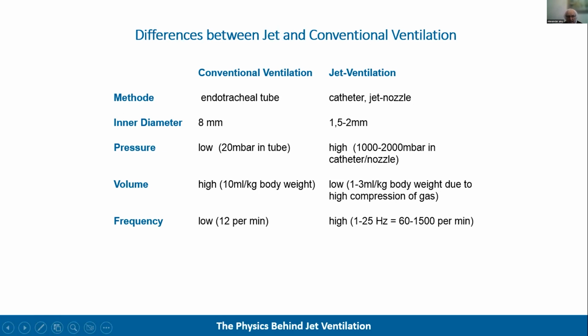On the right side, the jet ventilation, we use a catheter or a jet nozzle. The diameter is 1.5 to 2 millimeters. The pressure is high, 1,000 to 2,000 to 3,000 millibars in the catheter or in the nozzle. The volume is low, 1 to 3 milliliters per kilogram body weight due to high compression of the gas. The frequency is high, 1 to 25 Hertz equals 60 to 1,500 times per minute.